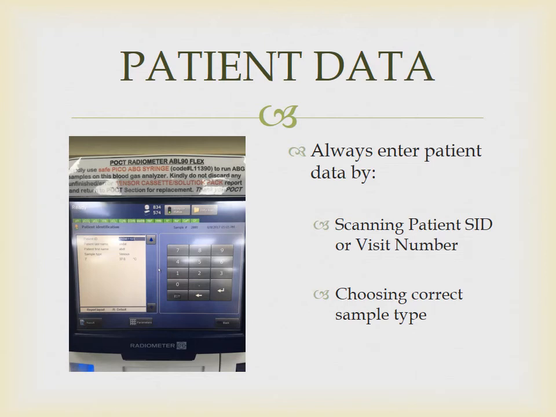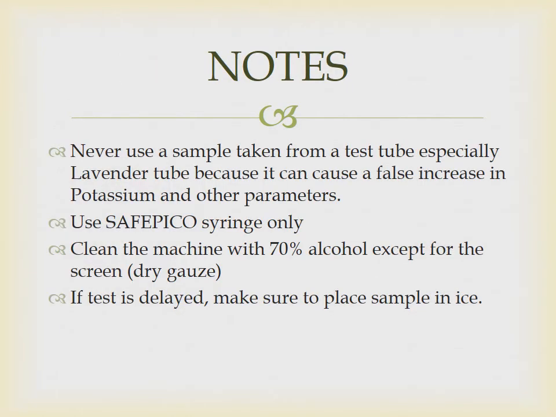Always enter patient data by scanning patient SID or visit number, choosing the correct sample type. Take note, never use a sample taken from a test tube, especially a lavender tube, because it can cause a false increase in potassium and other parameters. Use safe PICO syringe only.